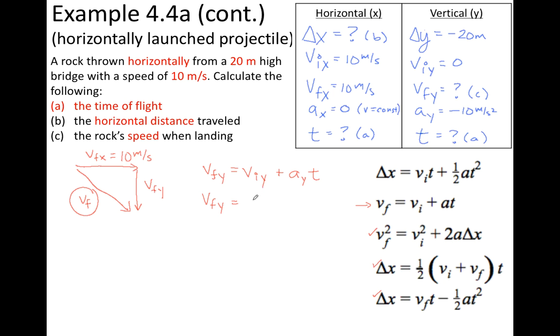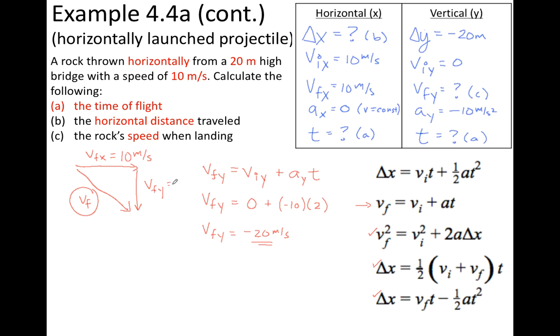The initial y velocity is 0. The acceleration in the y is -10. And in part A, we found the time of flight was 2 seconds. So that means the final y velocity is -20 meters per second. And that negative sign is indicating that it is moving downwards at 2 seconds.